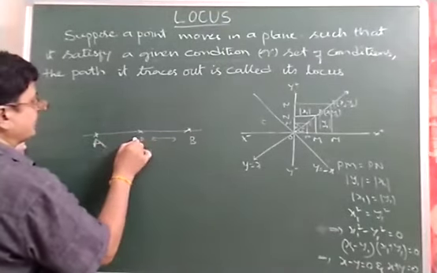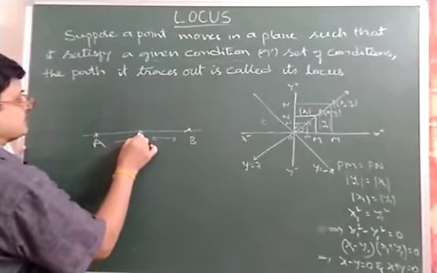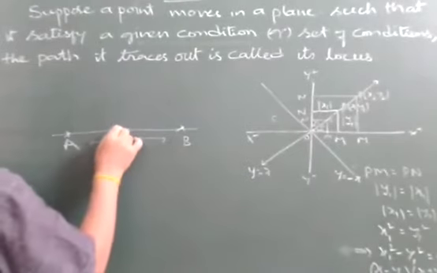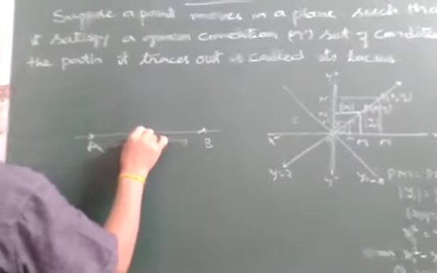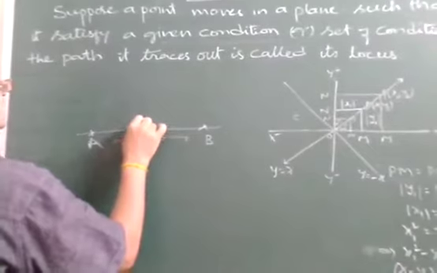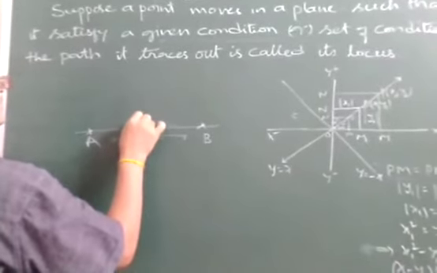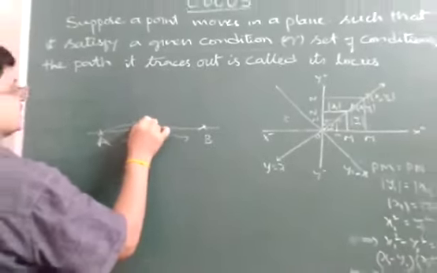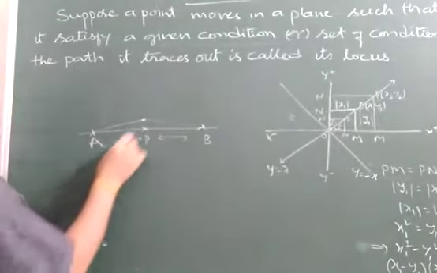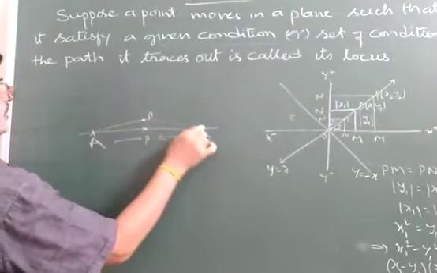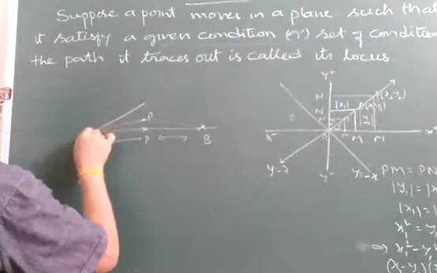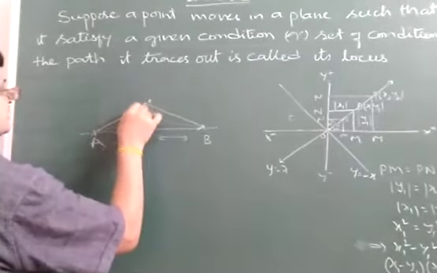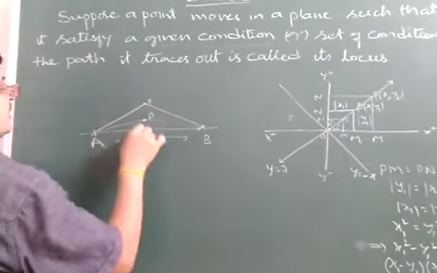Here PB is equal to PA. That means P is the midpoint of AB. And the path of a point, if P lies here, it satisfies the geometrical condition PA is equal to PB. And if P goes to another point, it also satisfies the condition PA is equal to PB.